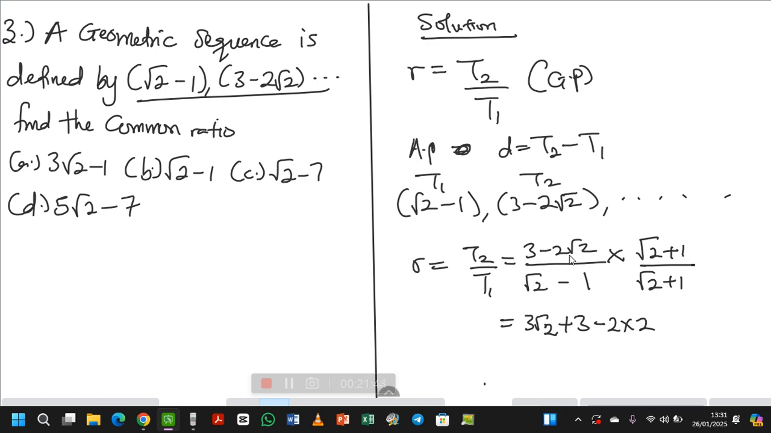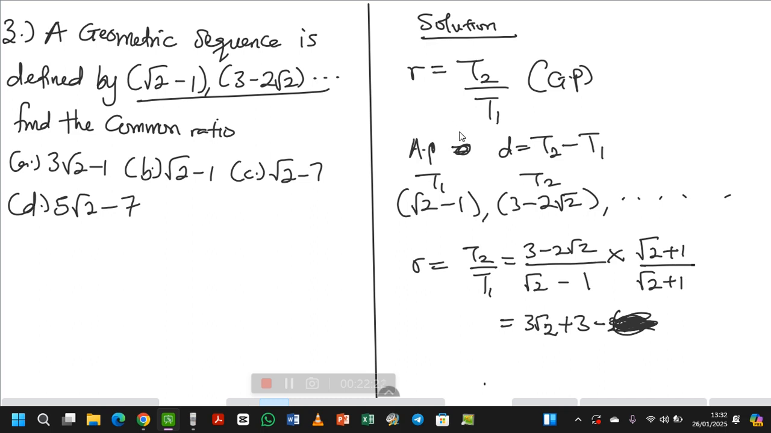Minus 2 root 2 times 2 times root 2. Minus 2 times 2. What's the final answer? Don't use your calculator.